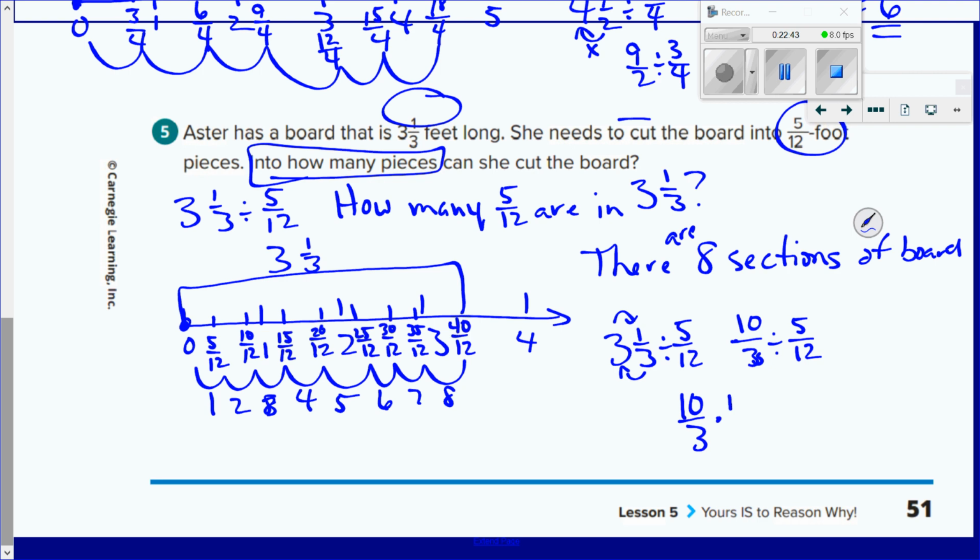10/3 times 12/5. Here's where reductions are going to save you a lot of effort. So I have a factor of 5 on top and bottom. 5 divided by 5 is 1. 10 divided by 5 is 2. I also have a factor of 3 in 3 and 12. 3 divided by 3 is 1. 12 divided by 3 is 4. 2 times 4 is 8. 1 times 1 is 1. So mathematically, I can see that my model was correct. It was 8 sections.